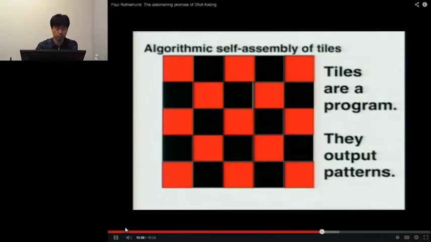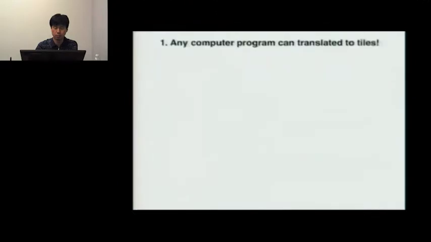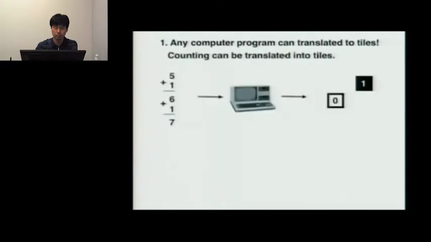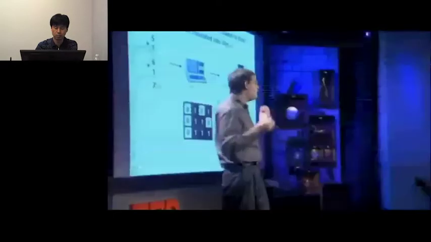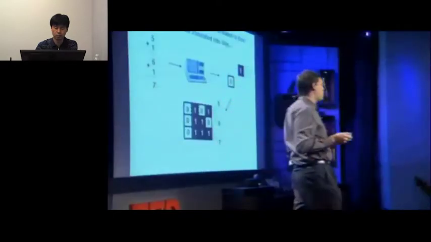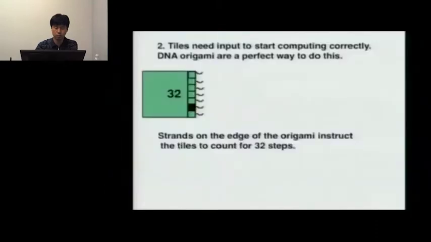they can output patterns. And a really amazing part of this is that any computer program can be translated into one of these tile programs, specifically counting. So you can come up with a set of tiles that when they come together form a little binary counter rather than a checkerboard. So you can read off binary numbers 5, 6, and 7. And in order to get these kind of computations started right, you need some kind of input, a kind of seed. You could use DNA origami for that.